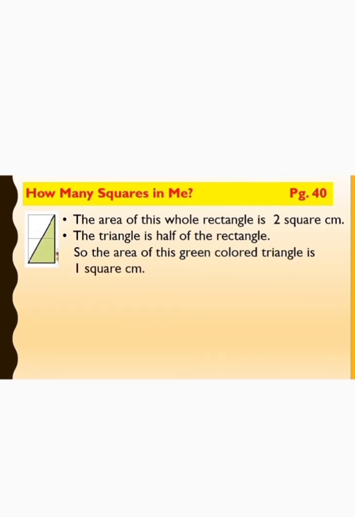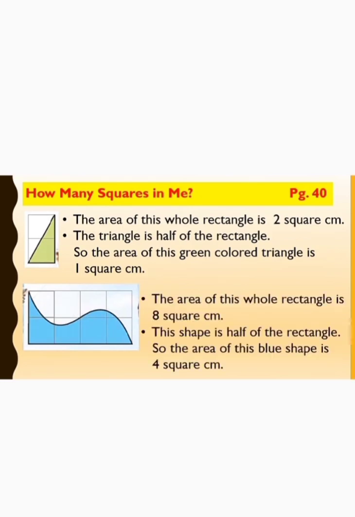The given rectangle consists of two squares. You can see here. Okay. So its area is 2 square centimeter. The diagonal divides the rectangle into two equal parts, forming two equal triangles, right? So the area of each triangle is half the area of the rectangle. So the area of this green colored triangle is 1 square centimeter. Okay, that is half of the rectangle.